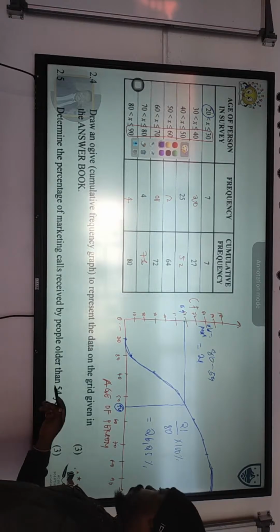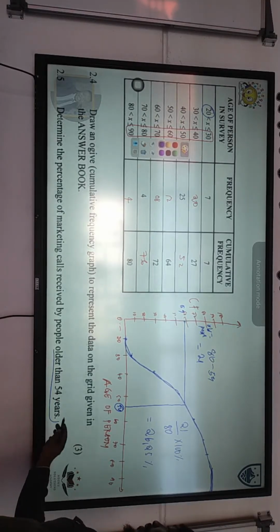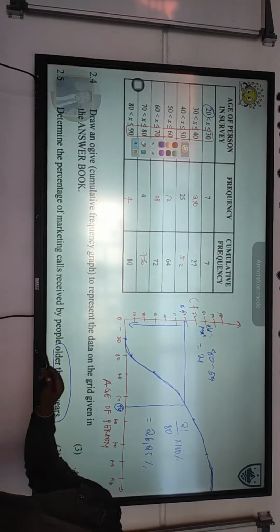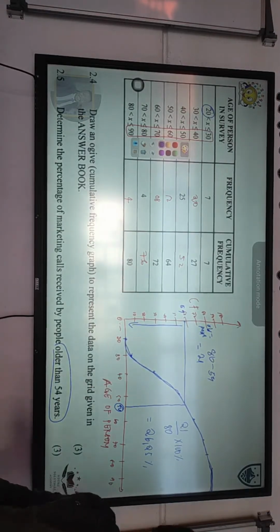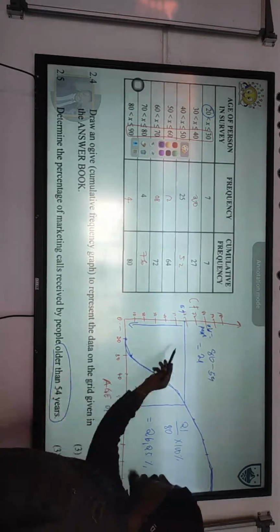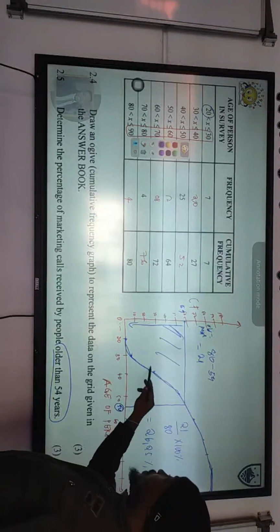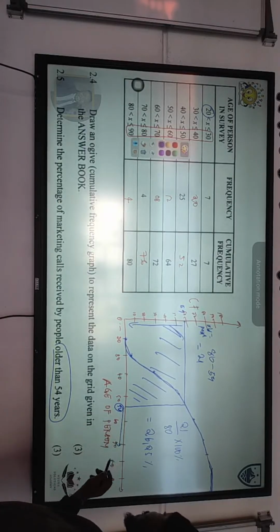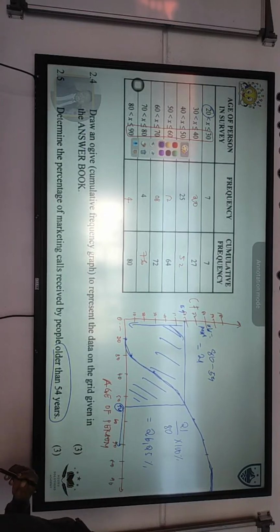Because we're looking for people who are older. So this is 54 and below. You understand? This is accounting for this. But we want the people who are 54 and older, this side. So the last.